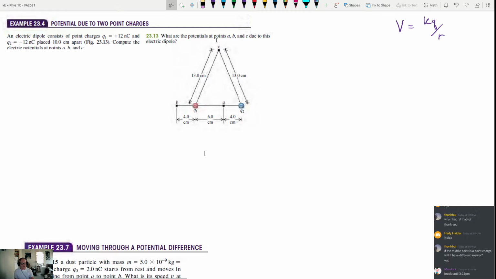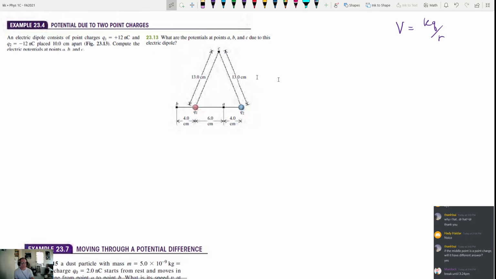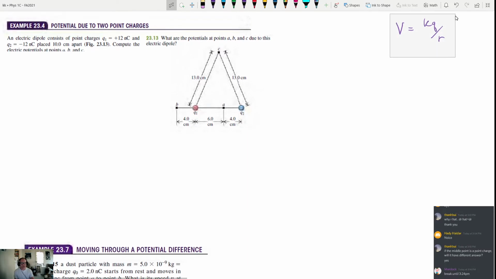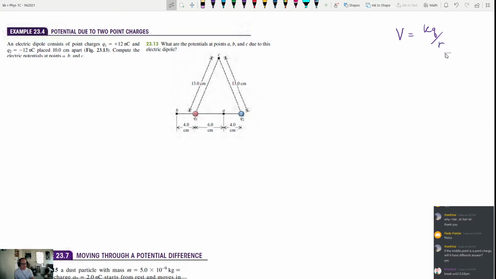We had a problem like this in the previous chapter, but we were finding electric field. It's important, especially coming up on the test, that you can distinguish between the concept of electric potential and electric field. They sound similar, but they're different. This is potential. Electric field is the one that has the r squared in the denominator.